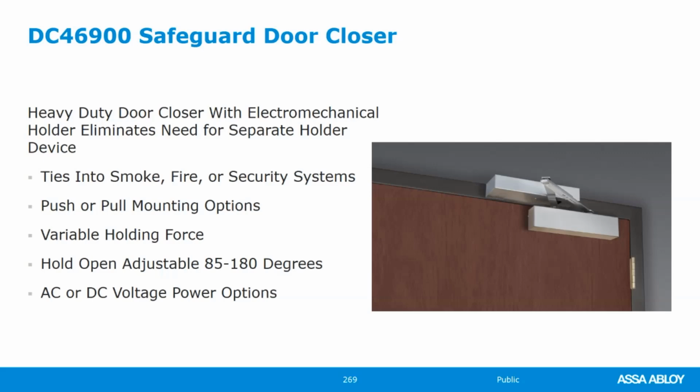It works very well. You can adjust the actual holding force of the closer. You can adjust the hold open from 85 degrees to 180 degrees without retemplating the device. So this gives you that multi-point hold open type product. The electronics are going to be in the head mounted portion version, and the closer is obviously on the door itself. We offer this with both AC or DC voltage power options. It would tie into your smoke system, your fire alarm, or your security system, or all three. And then upon loss of power, or the building goes into an alarm situation, the door would then go closed.